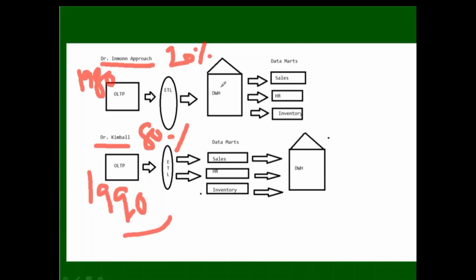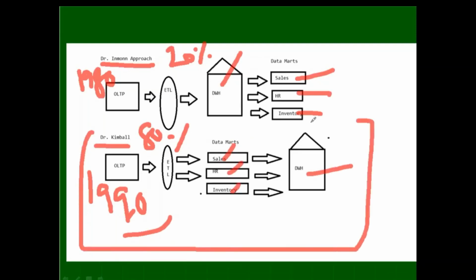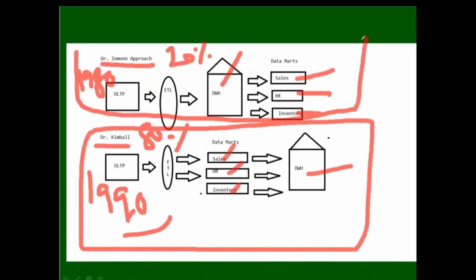Clear? This guy says you create a mixed vegetable curry. Then if you need, you can get individual vegetables. Then this fellow says you create individual dishes. Then if you need, you mix it up. So many companies are following this. 80% of the companies are following Kimball data warehousing. Clear? 20% of the companies are following this, right?